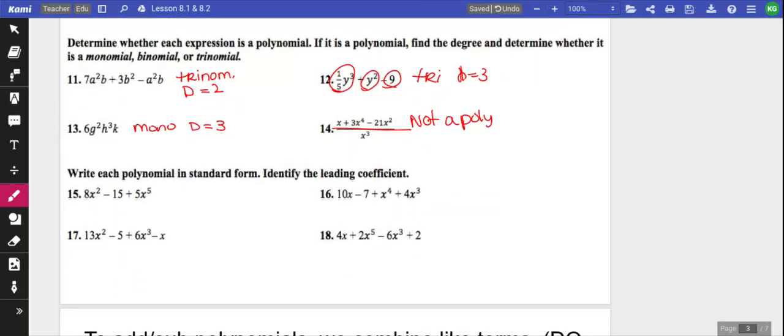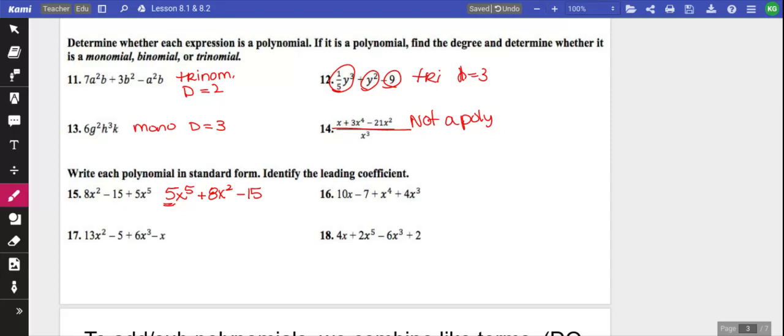Write each polynomial in standard form. Identify the leading coefficient. So this one, if I want to put it from highest to lowest exponent, I would start with 5x to the 5th. Next would be plus 8x to the second, and then minus 15 because it doesn't have an x. And my leading coefficient here is 5.